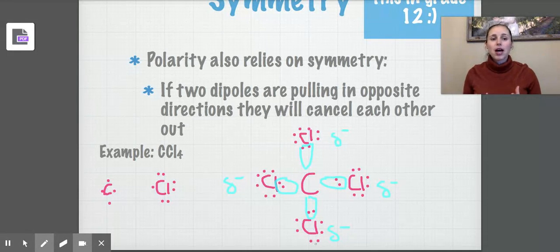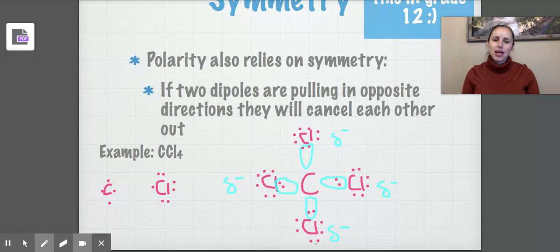So that's what we're going to cover in grade 12 for polarity. Not too complicated. In grade 11 chemistry for polarity, all I care about is: is it polar, is it nonpolar, based on the electronegativity difference.